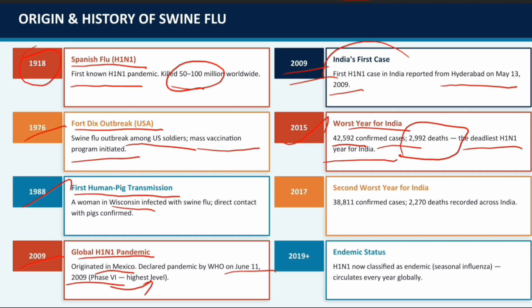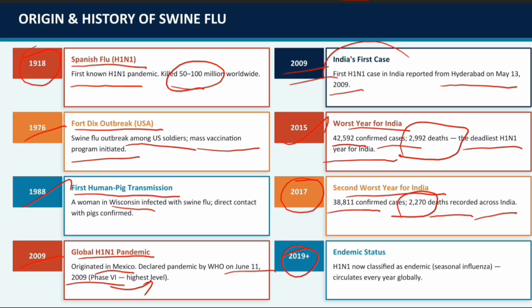The next deadliest is 2017, the second worst year for India. Almost 38,811 people got infected with this disease and 2,270 people died. This was recorded across India.